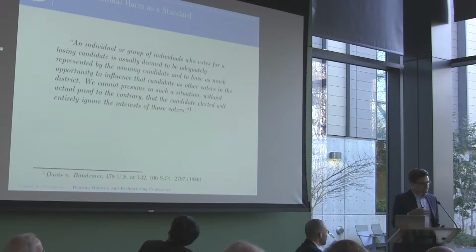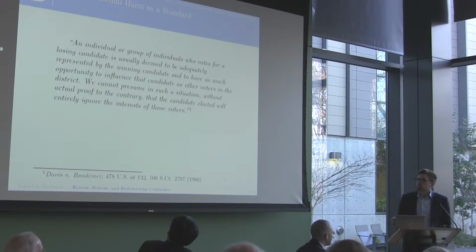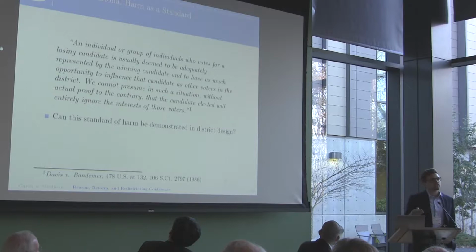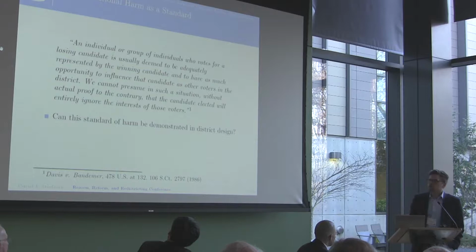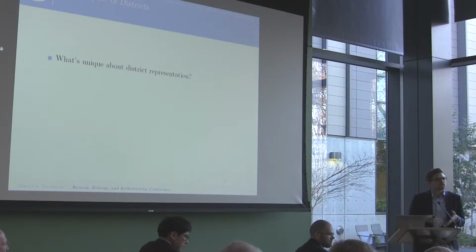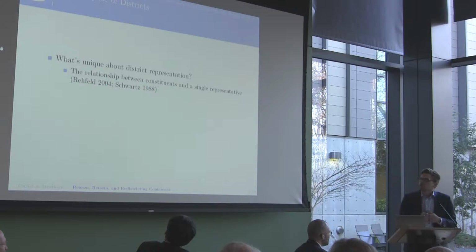And talking about standing and who has the right to bring these cases up, John and I started thinking about this problem and asked the question, can we find a standard of harm that can be demonstrated in district design and how districts are drawn specifically? As we started that, we started thinking about what's unique about district-based representation. What makes that so special? Part of that is the relationship that's fostered and created between constituents and a single representative.